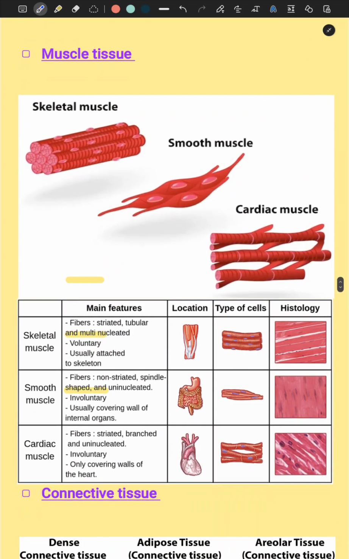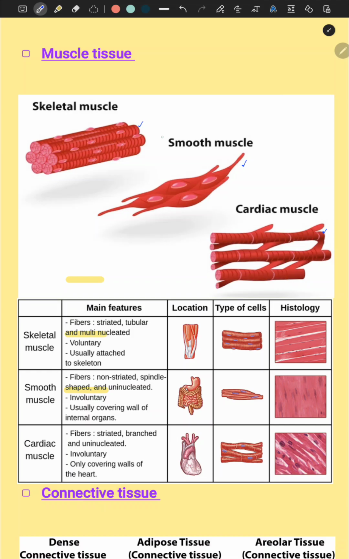The next type of tissue is muscle tissue. There are 3 types of muscle tissues: skeletal muscle tissue, smooth muscle tissue and cardiac muscle tissue. The differences between the 3 types of muscle tissues are as follows. The skeletal muscle tissue consists of cylindrical muscle fibers. As you can see, they are cylindrical. But in smooth muscle tissue, they are spindle shaped. The cardiac muscle tissue is also cylindrical.